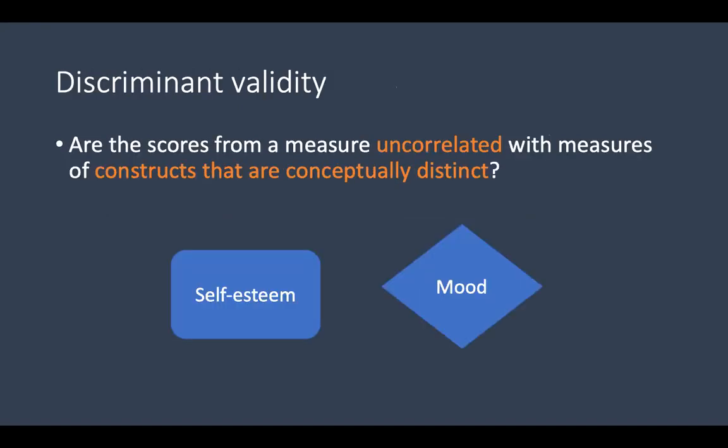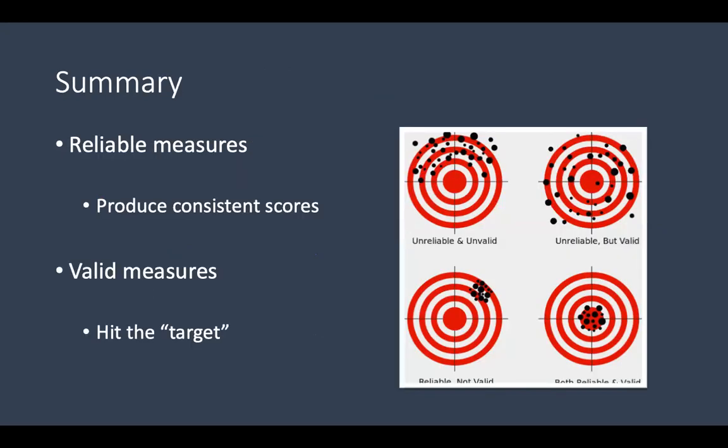There's also discriminant validity, which looks at whether the scores of a measure should be uncorrelated with measures of constructs that are conceptually distinct. For example, self-esteem should be different from mood. If these are completely conceptually distinct constructs, then we expect the scores from these two measures to be uncorrelated. And that's it about measurement reliability and validity.